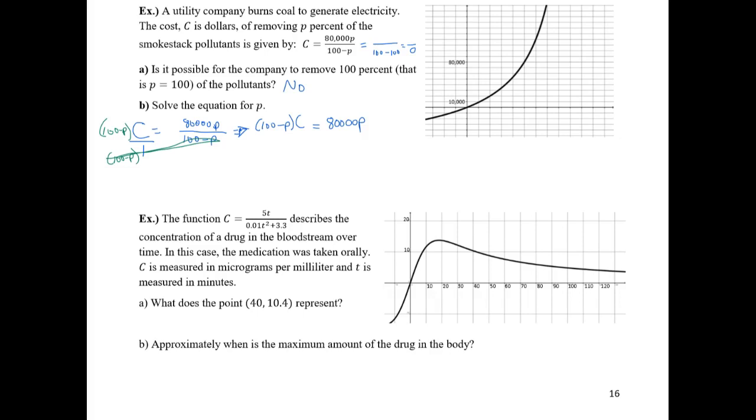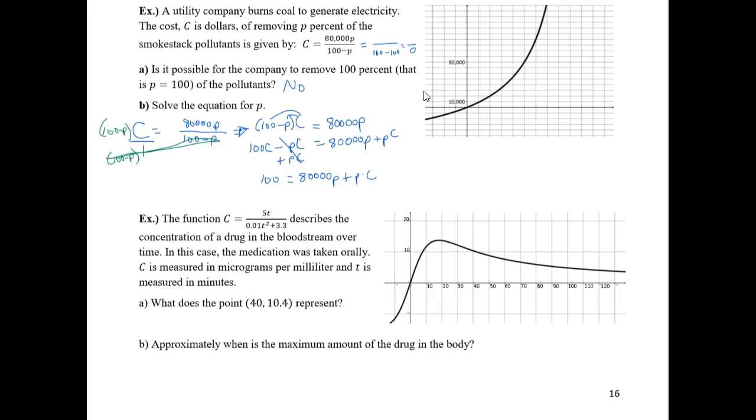Now remember, we're trying to get P alone. So what we need to do here is get all the P's on one side. It doesn't do me any good to have a P on the right-hand side and a P on the left-hand side. So I'm going to have to distribute to get that P out of the parentheses. So now I have 100 times C minus P times C. And again, I need to get all my P's on the same side, so I add PC to both sides. I have 100 C equals 80,000 P plus P times C.